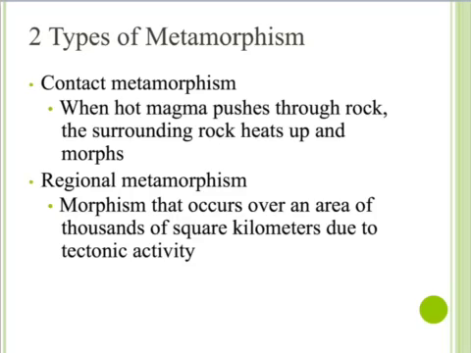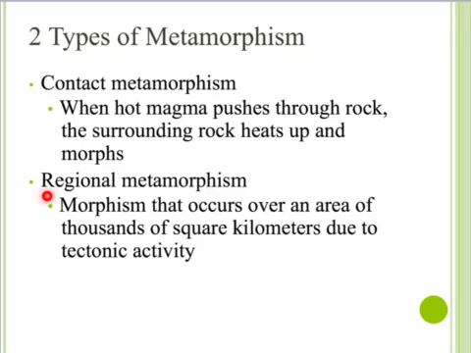There are two types of metamorphism. The first kind is contact metamorphism. This occurs when magma comes up through rock and the surrounding rock then heats up and morphs. So the surrounding rock is in direct contact with the magma, therefore it morphs.